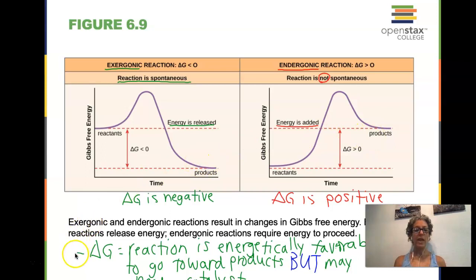So if you have a negative delta G, as in this case, where the products have less free energy than the reactants, we have released energy to the environment, it means the reaction is energetically favorable to go toward those products, but we might need a catalyst. We might need some sort of surface, something to allow those reactants to be in the correct position in order for that reaction to happen.